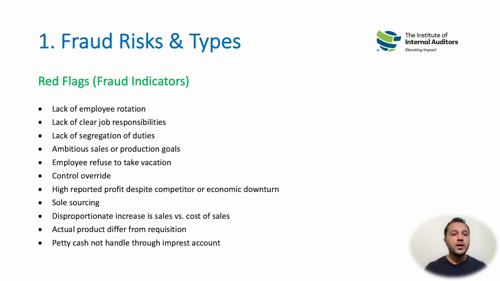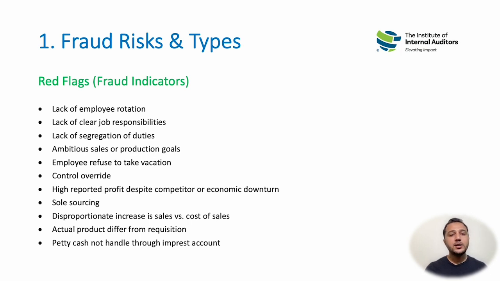Sole sourcing, when you are only buying from one person, could also be an indicator. Another is a disproportionate increase in sales versus cost of sales. Cost of sales is the direct cost, which means that if your sales increase proportionately, your cost of sales will increase. But if your sales are increasing and your cost remains constant, then you have to dig down into why that is happening. That could be an indicator. Next, actual product differs from requisition. You pay for high quality and you get bad quality, you pay for a higher quantity and you get a lesser quantity. This could also be an indicator or symptom.